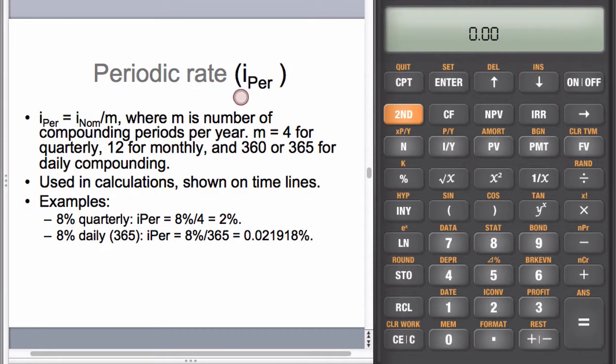The periodic rate is actually simple. It's basically your nominal rate divided by the number of compounding periods. So for quarterly it's 4, for monthly it's 12, and for daily it's 360 or 365 that is used. So with 8% quarterly, the interest per period is 2%. For daily, it looks a little bit more messy, but that's what you have here.